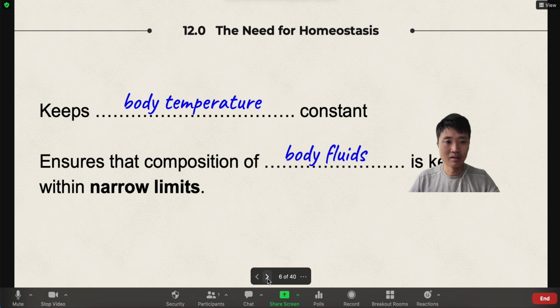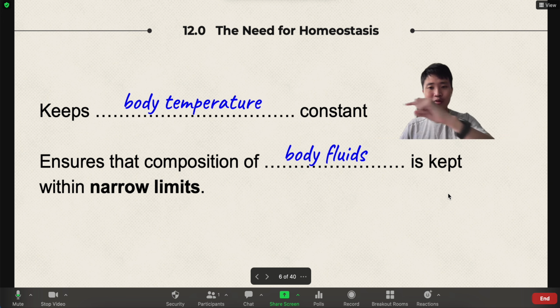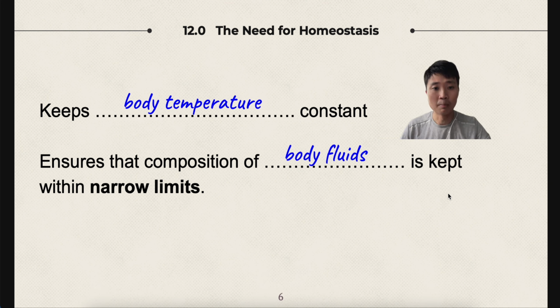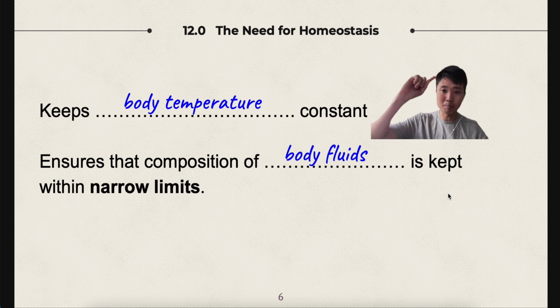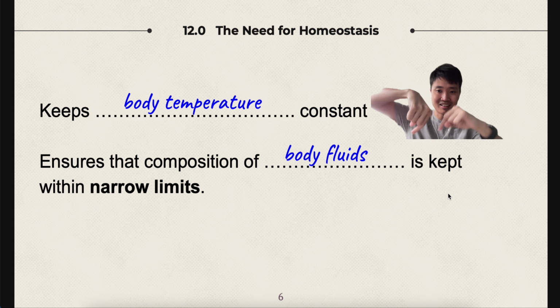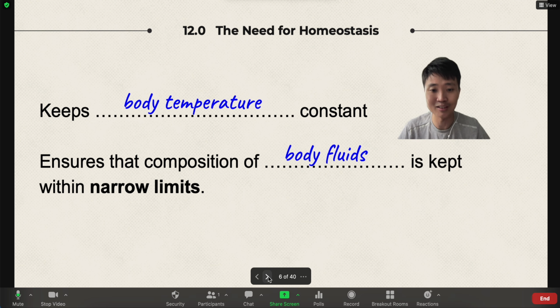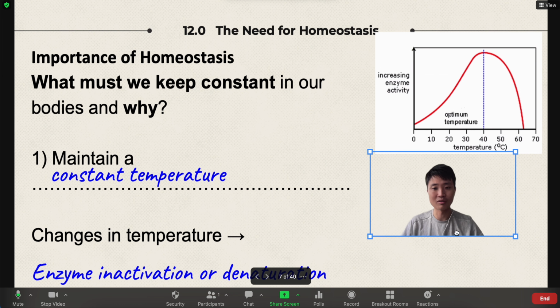So why is homeostasis important? Number one, it helps to keep your body temperature constant. Remember that when we mention temperature, the first thing that should pop up is enzymes. Temperature and enzymes. And number two, ensure that the composition of your body fluids, in this case your tissue fluid, is kept within narrow limits. That means the pH as well as the water potential is maintained, which we also spoke about yesterday already. So let's go with the first one.